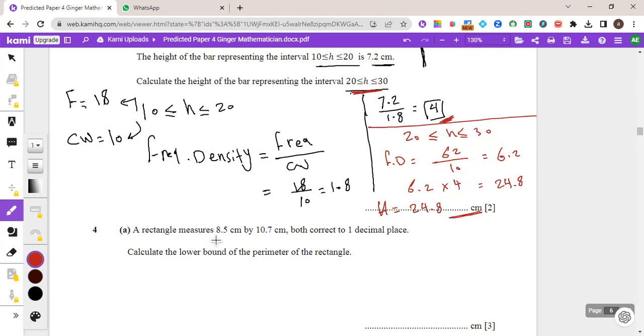يعني مفترض 8.5 plus 10.7 plus 8.5 plus 10.7، بس هو قال لي هنا the lower bound or the smallest value. So I need to get the lower bound of the two dimensions. طيب tell me ال 8.5 اللور باوند كام؟ والابر باوند كام؟ وبرضه ال 10.7. You correct to 1 decimal place.